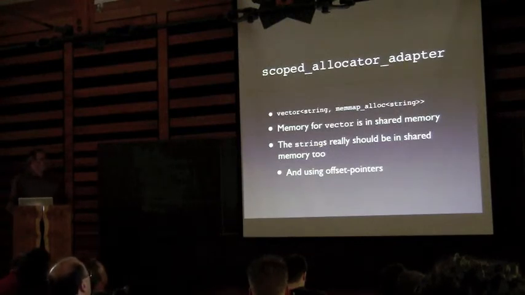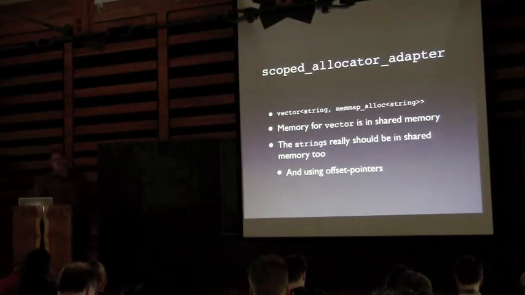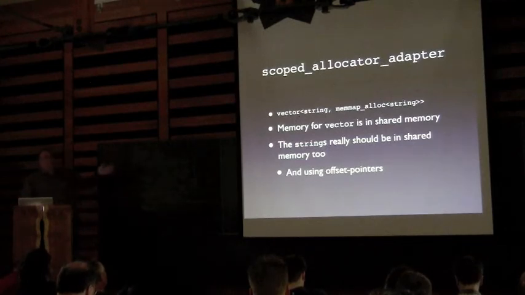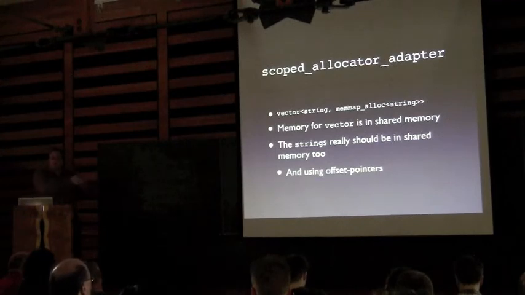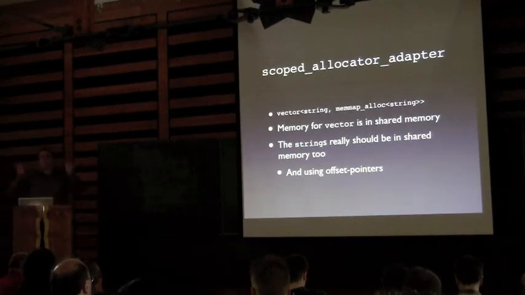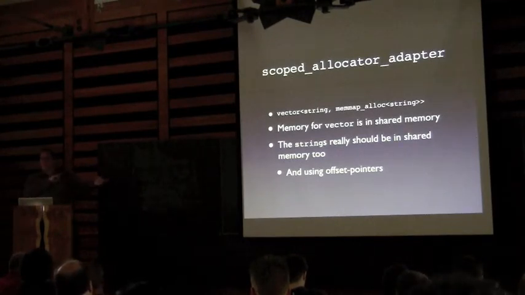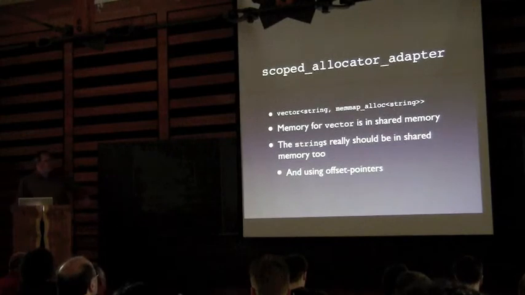Scoped allocator adapter is addressing the same kind of thing. In this case, I've got a vector of strings, and I'm using a memory mapped allocator for the memory that's backing the vector. And of course, a memory mapped allocator has to use a smart pointer, some kind of offset pointer, to say, here's the start of the memory region, and I'm an offset into that. If I'm storing data in there, that data also had better be using offset pointers rather than native pointers to describe the data, because otherwise those pointers aren't going to dereference in another process.